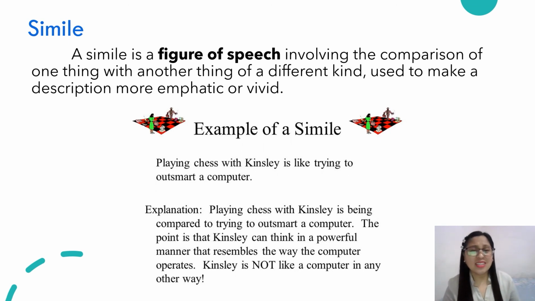Playing chess with Kinsley is like trying to outsmart a computer. To explain, playing chess with Kinsley is being compared to trying to outsmart a computer. The point is that Kinsley can think in a powerful manner that resembles the way the computer operates. Kinsley is not like a computer in any other way.